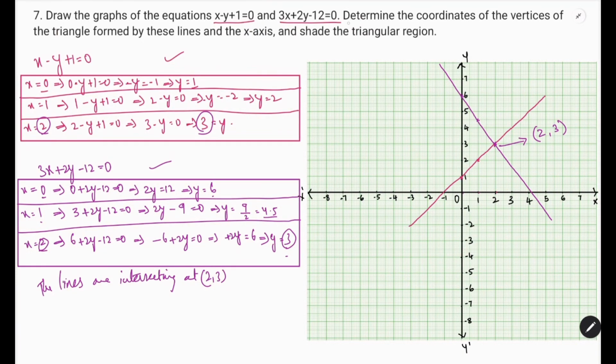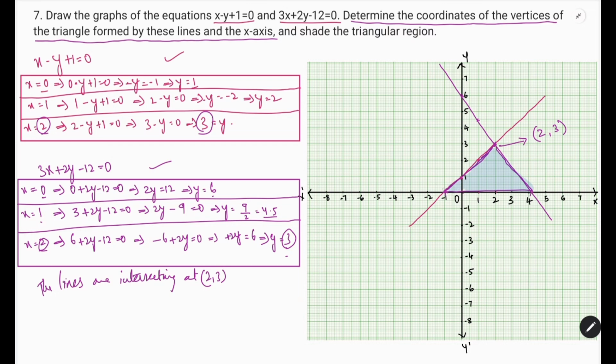Here what is asked? We have to determine the coordinates of the vertices of the triangle formed by these lines and the x-axis. See, this is the x-axis. So we have to find out the triangle. See, this is the triangle made by the two lines and the x-axis. Now this is the triangle and we have to find the coordinates of the vertices.